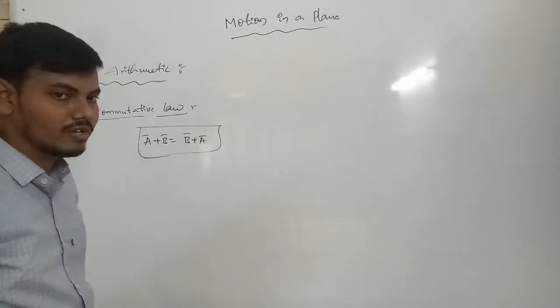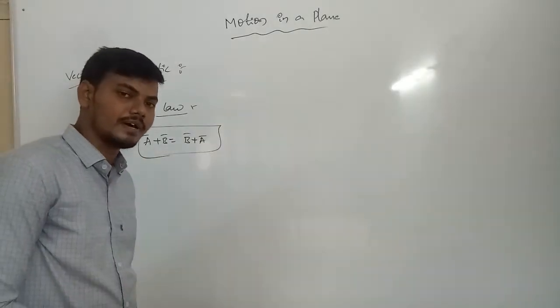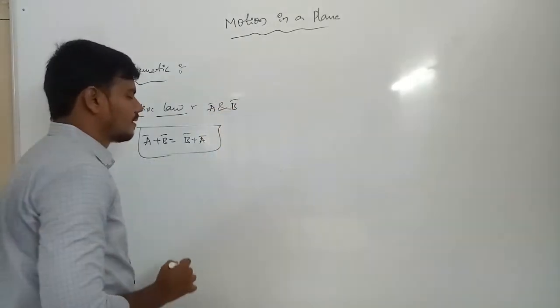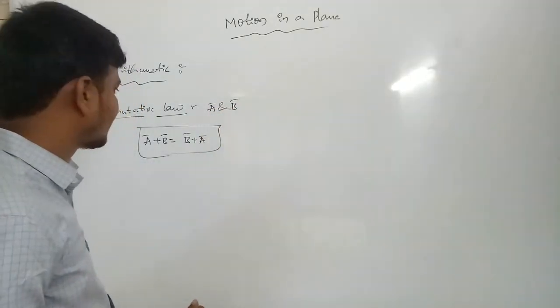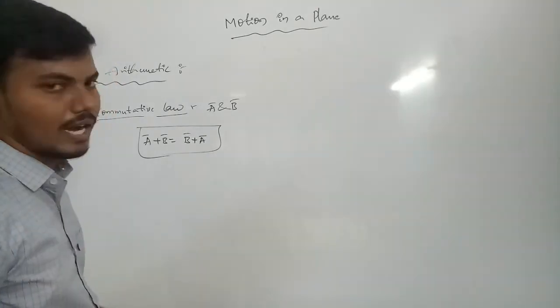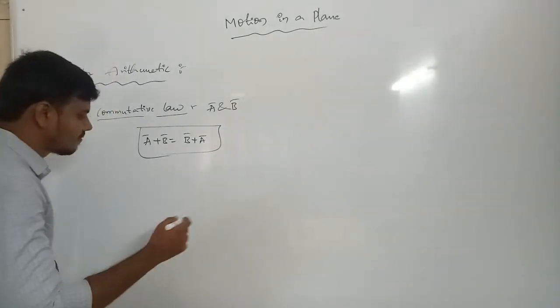For the two-dimensional positive vectors A bar and B bar, the property A bar plus B bar is equal to B bar plus A bar is known as the commutative law.